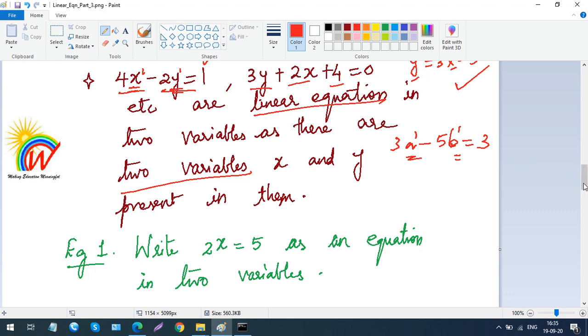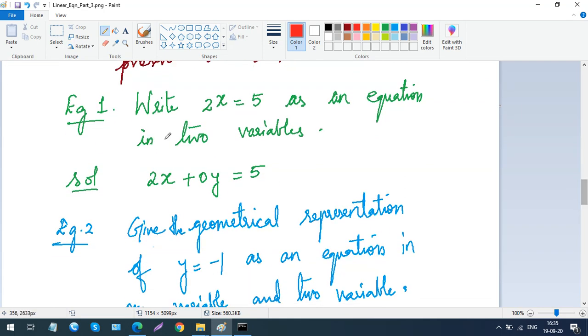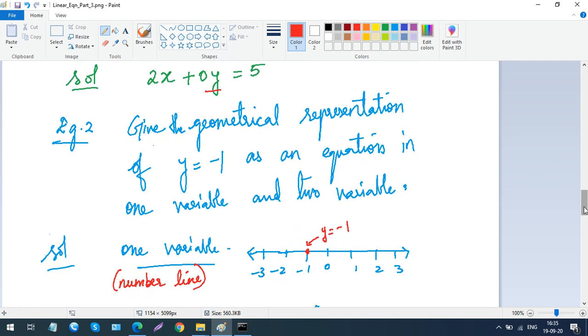All right. Now we'll look at a few examples. If I say, write 2x equals 5 as an equation in two variables. See, this particular equation has only one variable, right? There's only 2x equals 5, just an x is there, but they are asking us to write it in two variables. So how do I do it? I don't have a y variable, so I will just write it as 0y. 2x plus 0y equals 5. That's it.